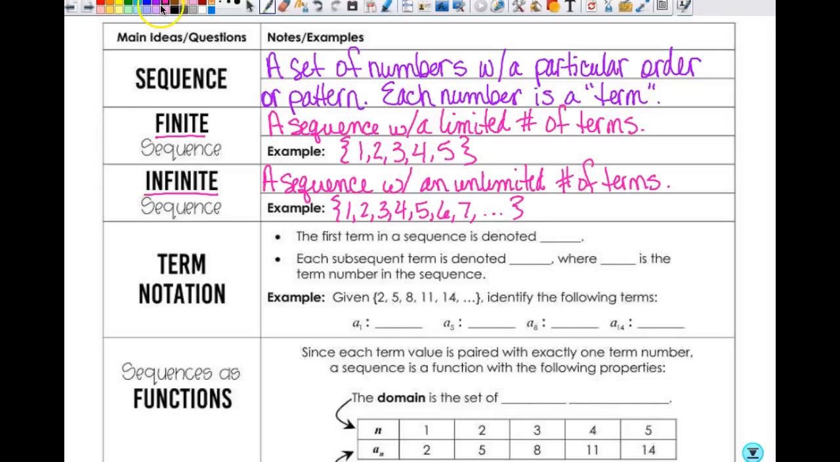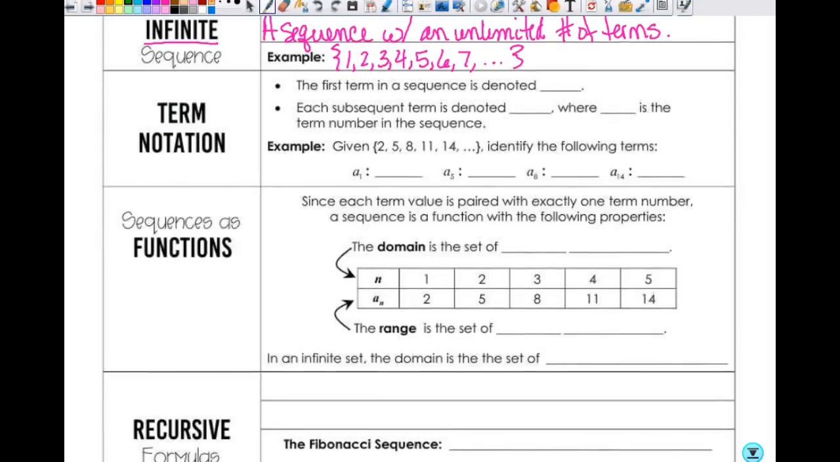So let's talk about notation. Notation is very important in this so you know what you're reading and how to write it correctly. So our term notation, the first term in a sequence is denoted as a sub 1. Each subsequent term, which means each one after that, is denoted as a sub n plus 1, where n plus 1 is the term number in the sequence.